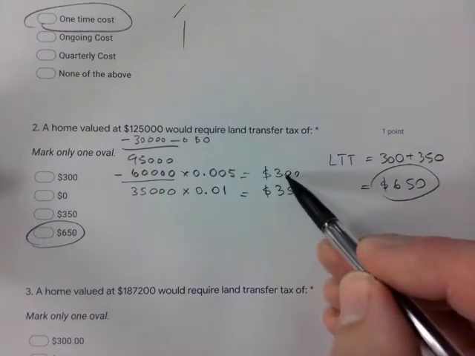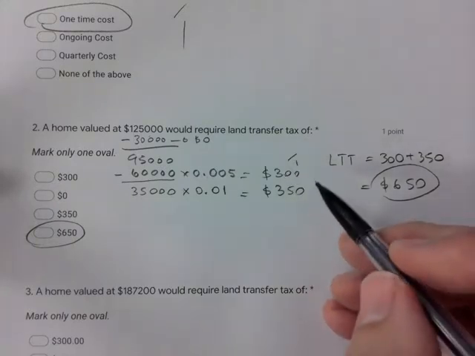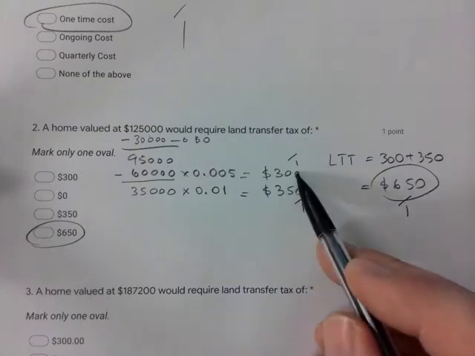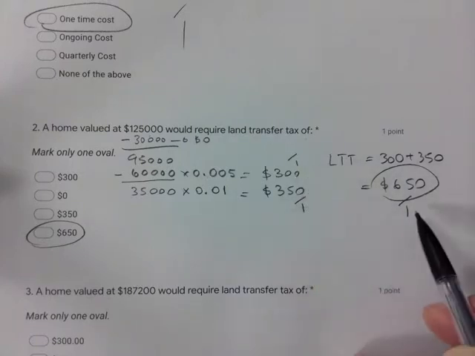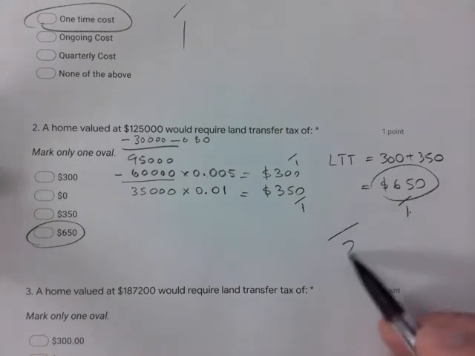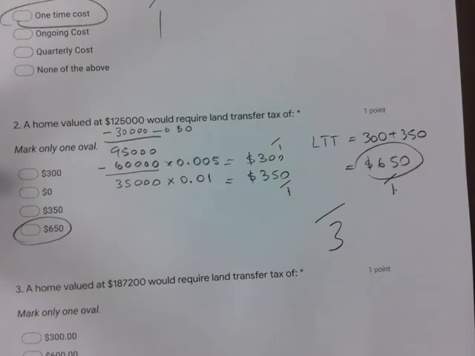For the first 300 bucks here, you get 1 mark to get that. For the 350, you get another mark. It'll be worth 3, so I'll give you 1 out of 3. Yeah, so 1 mark for the 300, 1 mark for the 350, and another mark for adding them all up. So this question is worth 3 marks total, right there.